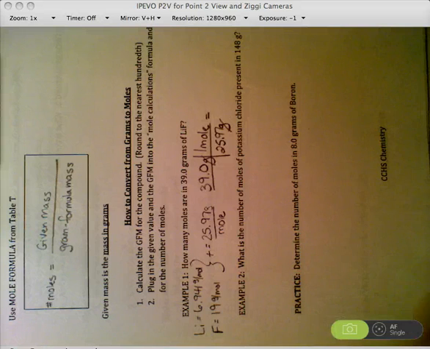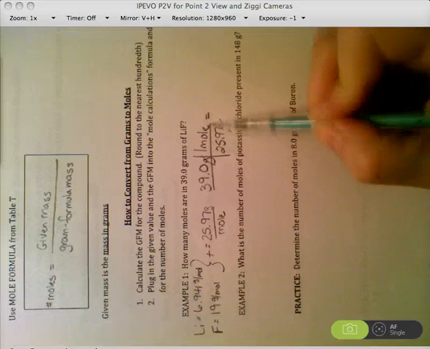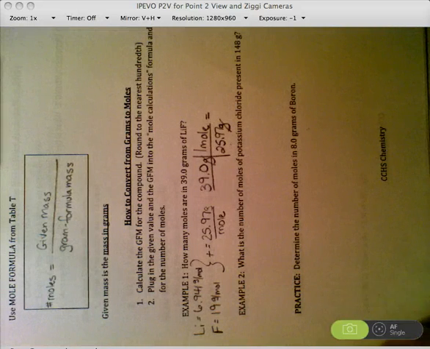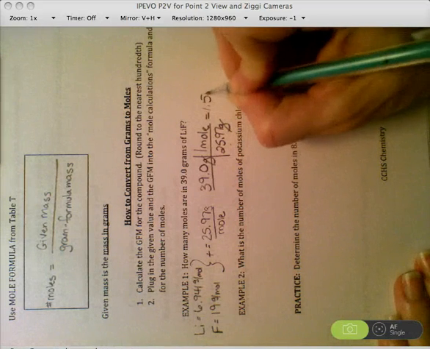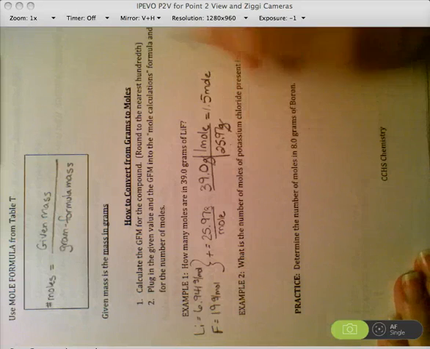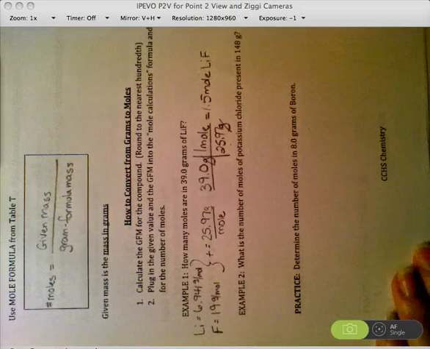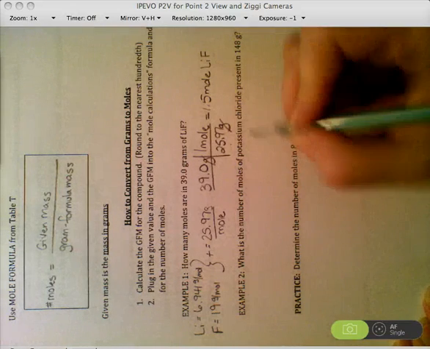My grams will cancel, leaving me with moles of lithium fluoride. So I get my calculator out. 39 times 1 divided by 25.97. I get an answer of 1.5 moles. And moles of what? Lithium fluoride. So let's try it again now with potassium chloride.